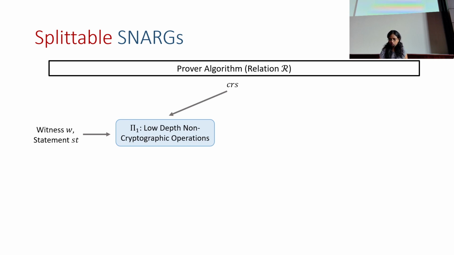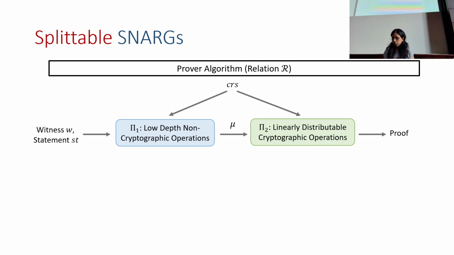And given the output of this particular step along with the CRS, the second step then computes the required cryptographic operations. But now, since we want these operations to be computable in a distributed manner and without requiring interaction, we want these cryptographic operations, or the second step, to be linearly distributable.